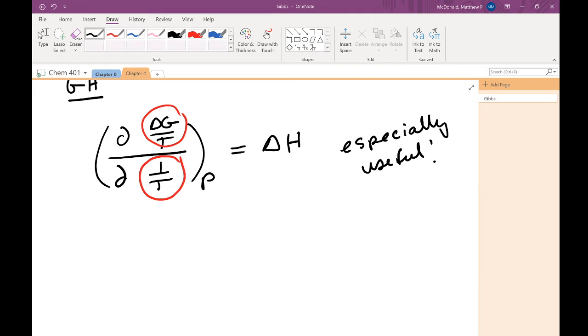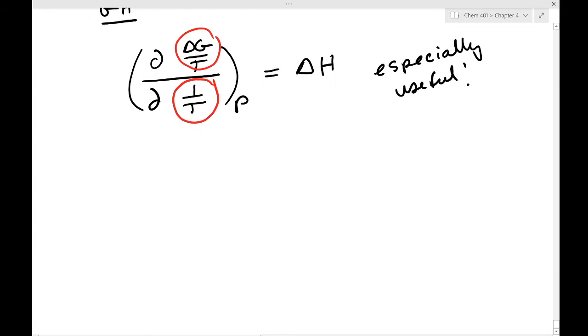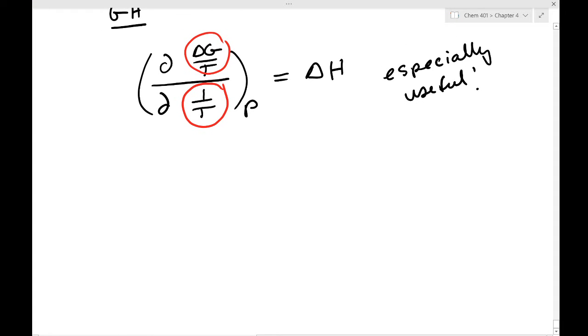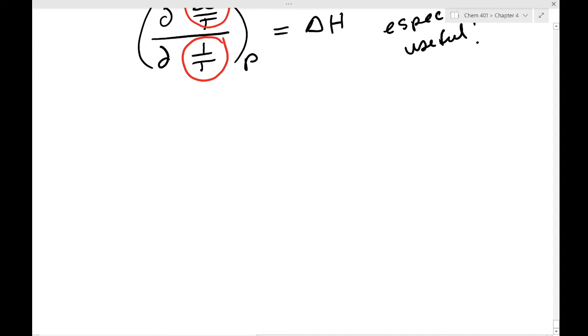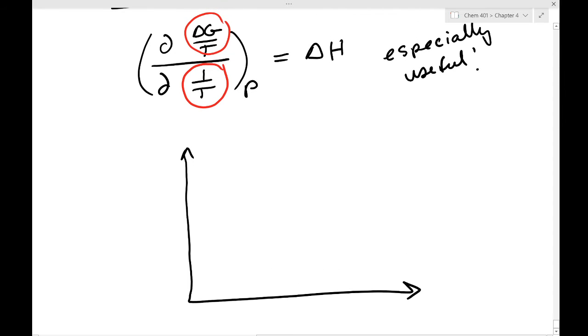Okay, let's think about this. Let's put on our graphing helmets. Whoa, really bad graph. Sorry. And think about what this actually means. Okay, so we're looking at the change in delta G over T versus the change in 1 over T.